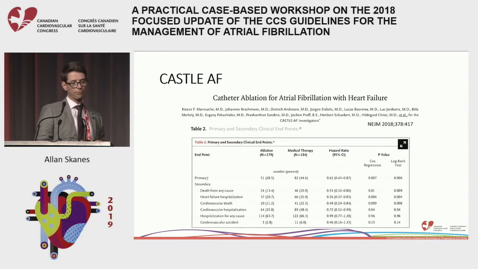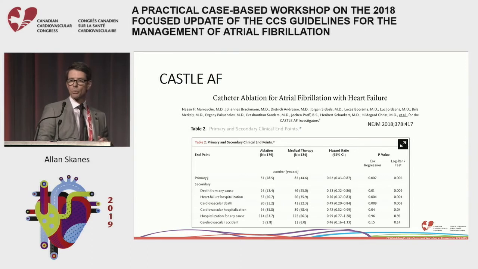And shocking for many of us, this study showed a major difference. The type is small, but the primary endpoint was statistically better with ablation, and all of the secondary outcomes, or virtually all, were better with ablation. The one that wasn't was hospitalization for any cause, not surprisingly, not different. So this really threw a large signal into the blogosphere, or Twittersphere, I guess it is now. I'm showing my age.